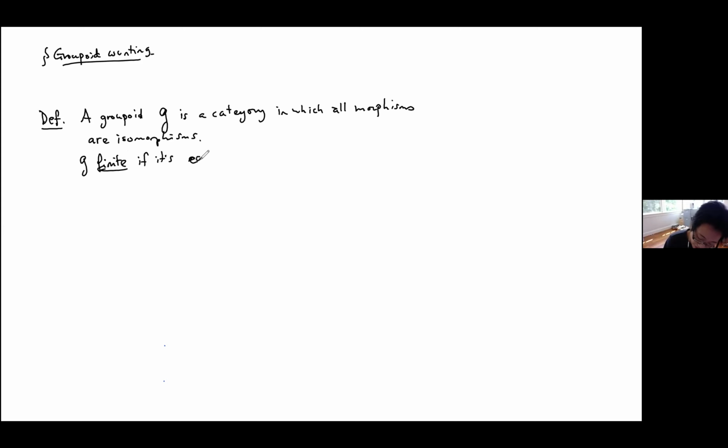Okay, so a groupoid G is a category in which all morphisms are isomorphisms. And we'll say that it's finite if it's equivalent to a finite category, one with finitely many morphisms. And we'll write pi naught of G for the set of isomorphism classes in this setting.